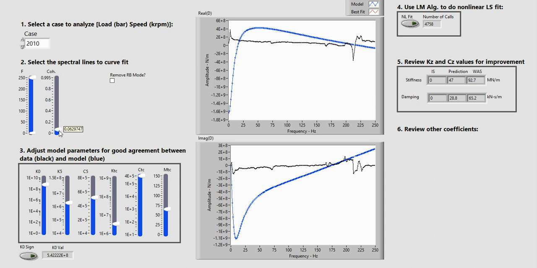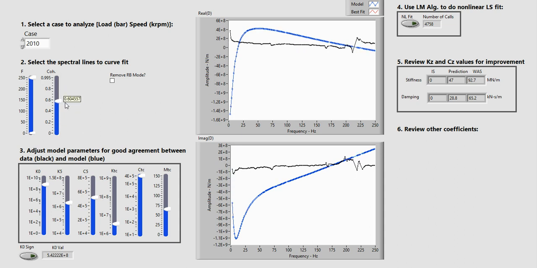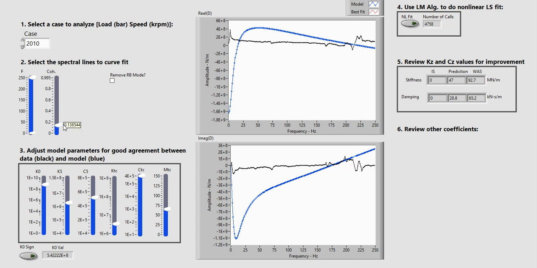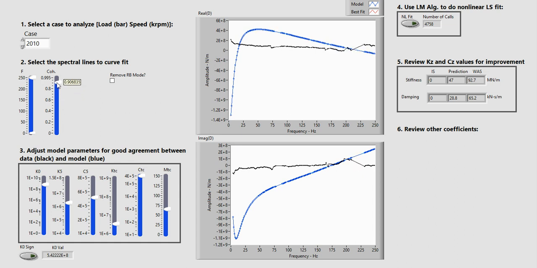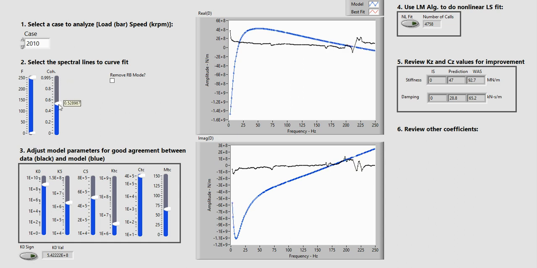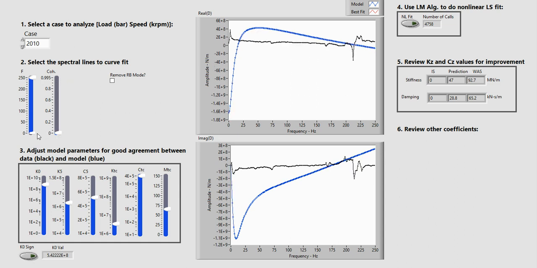You'll see there are some sliders here that I use to set the frequency range of interest and do some filtering. And by filtering, I just mean exclude certain spectral lines that I know I don't want to include in the parameter identification. So right now I'm including all the data between 0 and 250 Hertz.